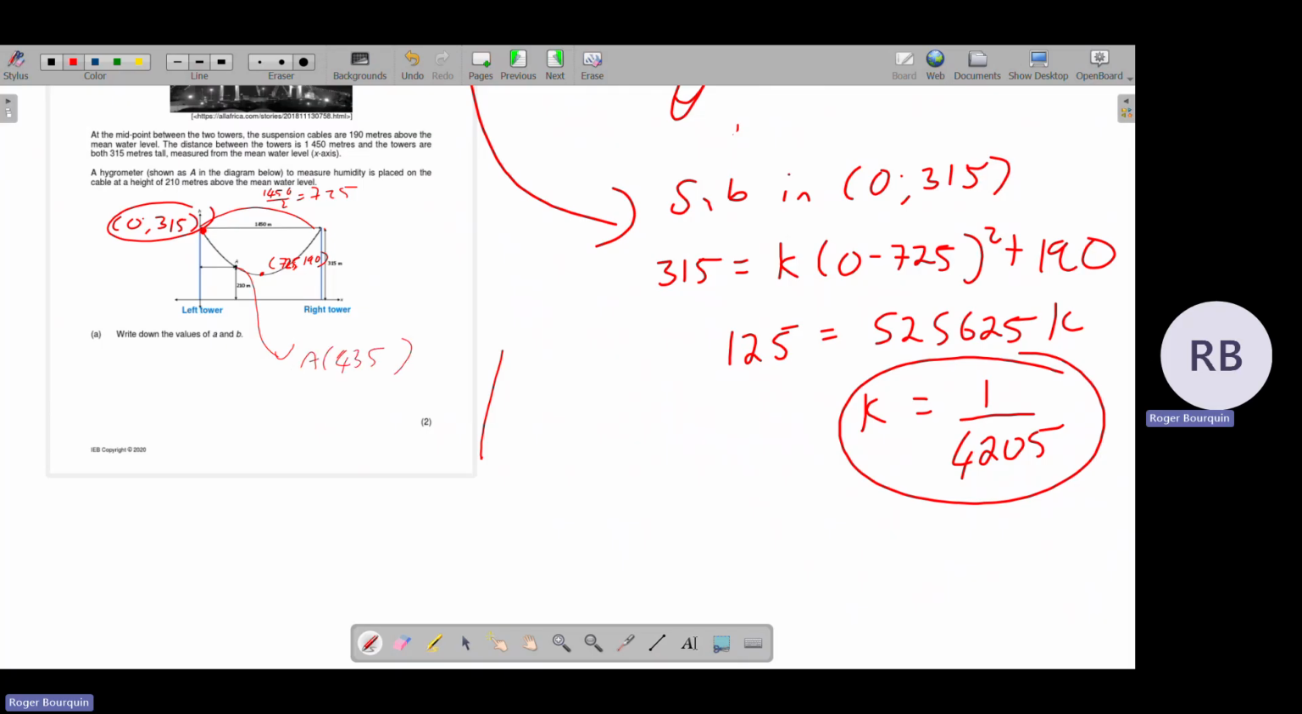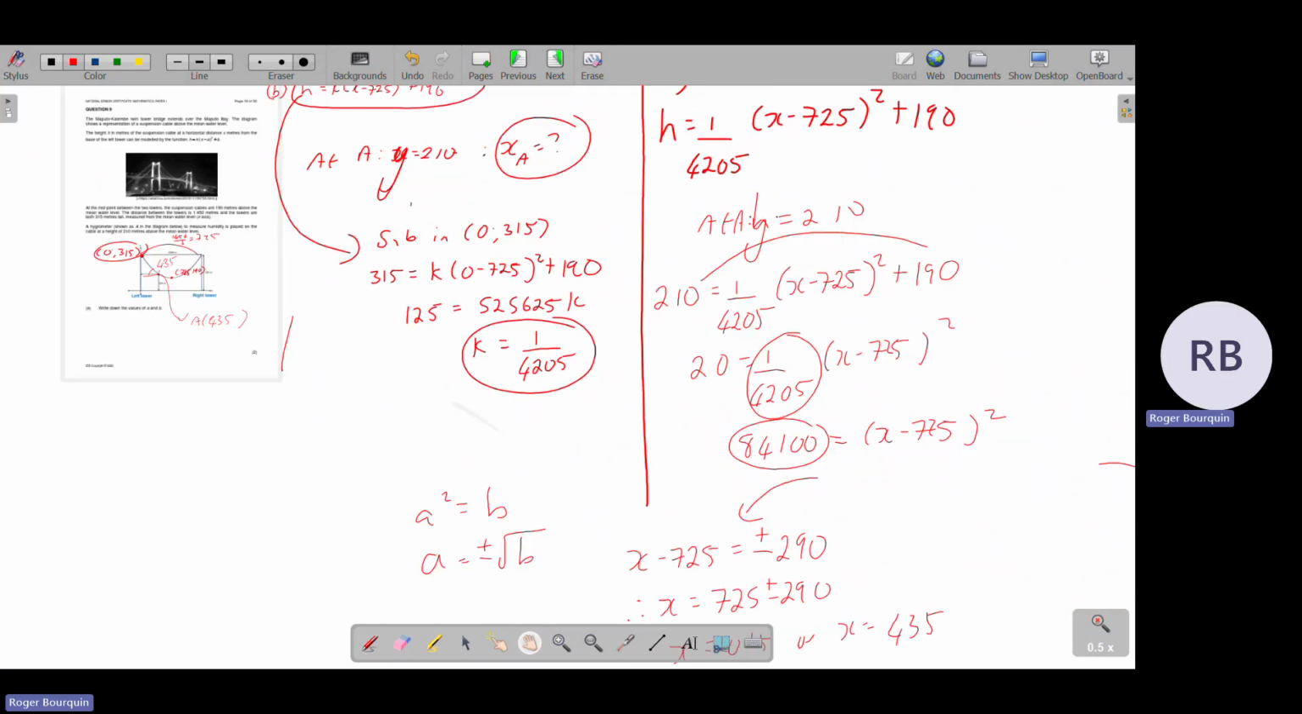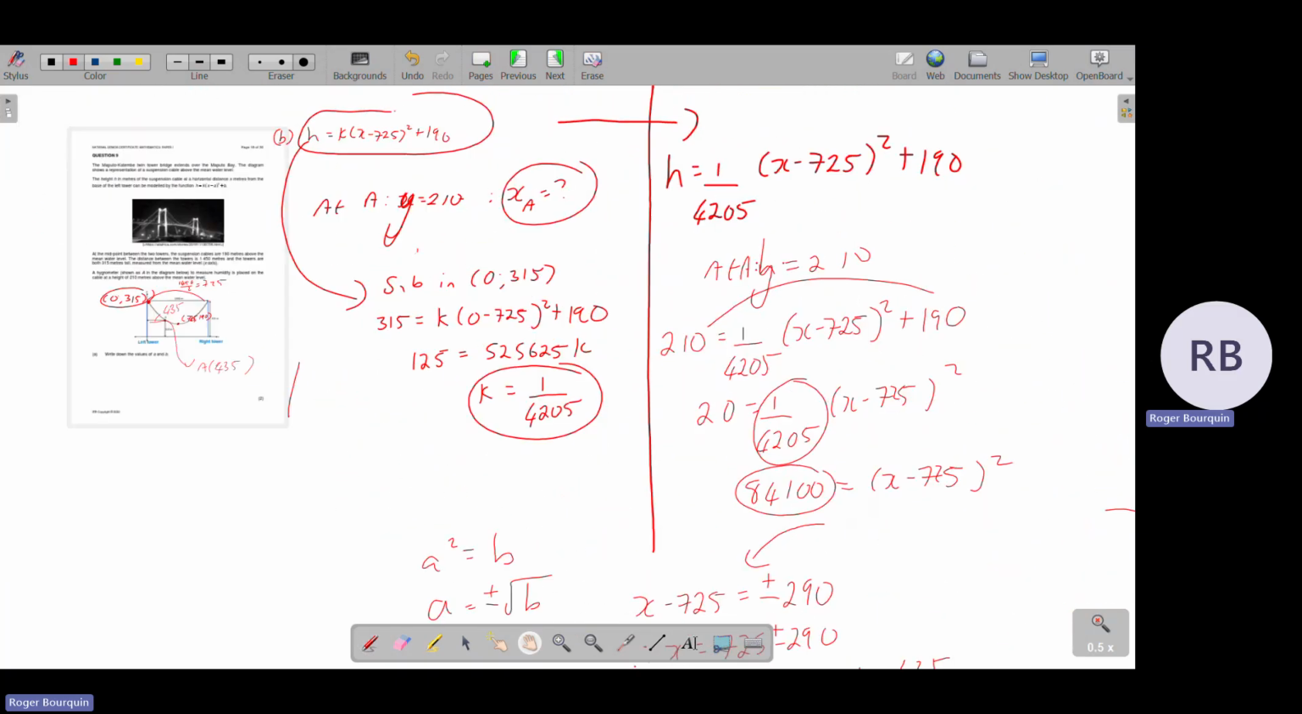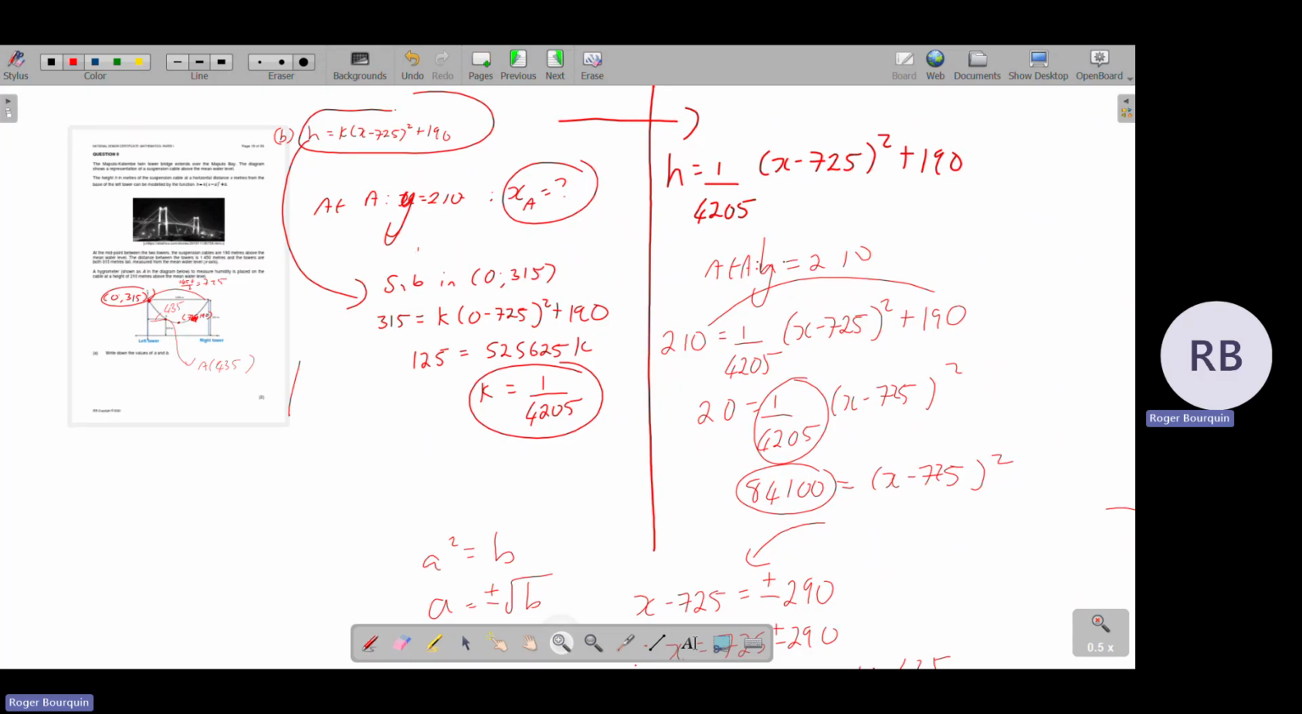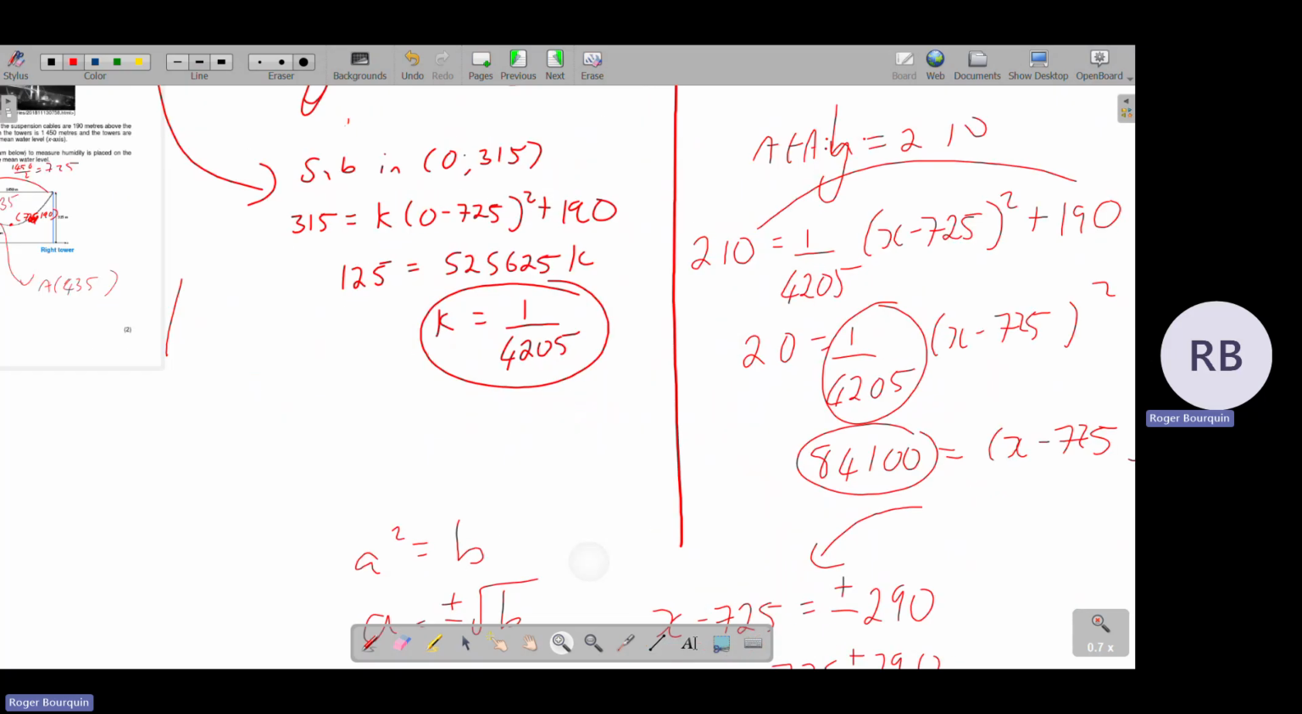So how far is it across? It's 435 meters across. You with me? Because the other answer, 1015, is in the wrong place. The 1015 would be this point over here, with the same height, because there are two points on this diagram with a height of 210. That's why you get two answers.